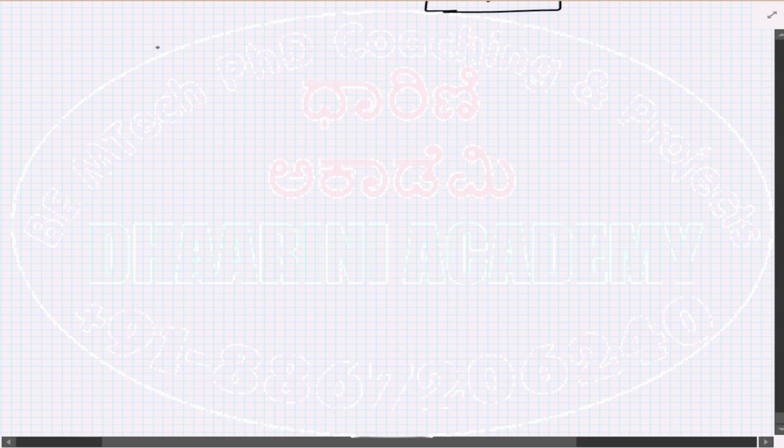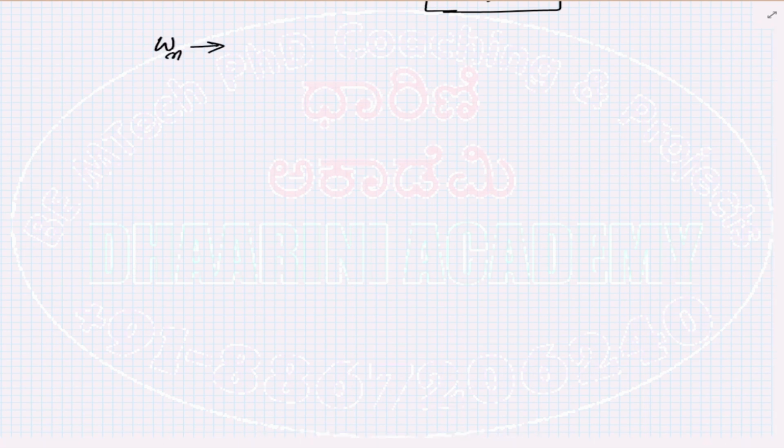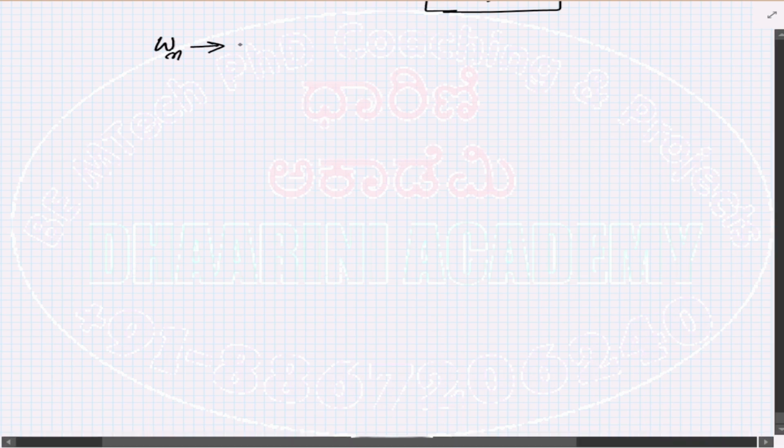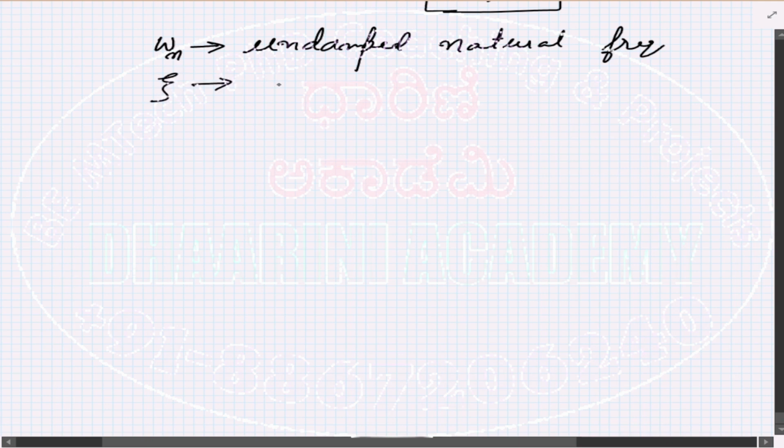Wherein we have the specific terms, one is omega n, which is present in the numerator as well as the denominator. This is called the undamped natural frequency. We'll see the meaning of the words damped, undamped, etc. later. And there is another term, that is zeta. This is called the damping ratio.